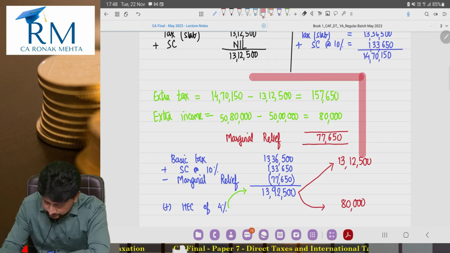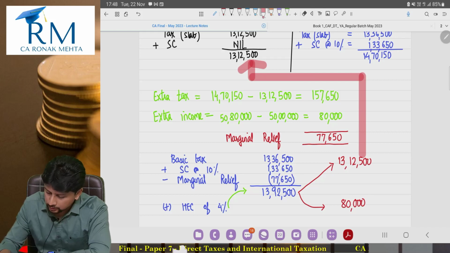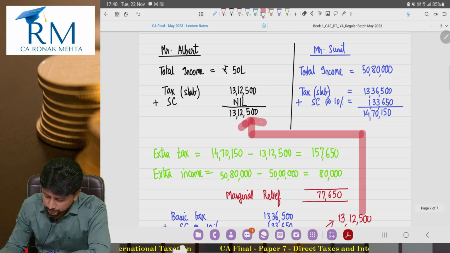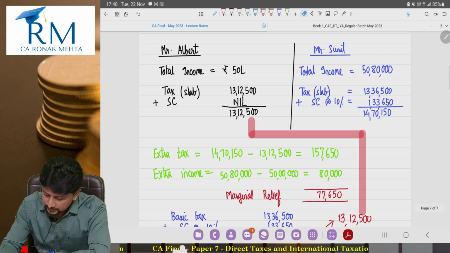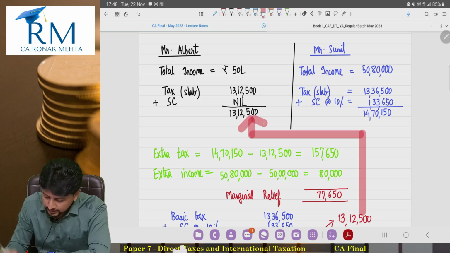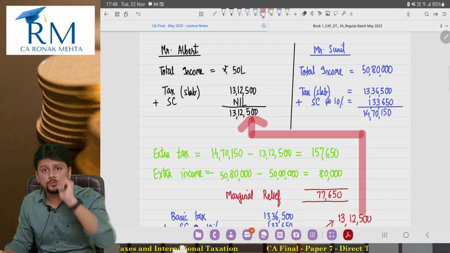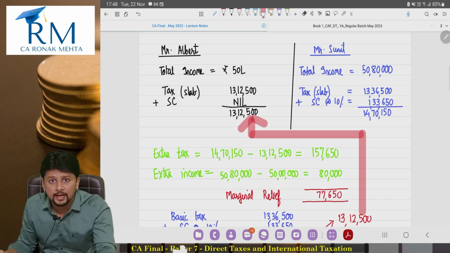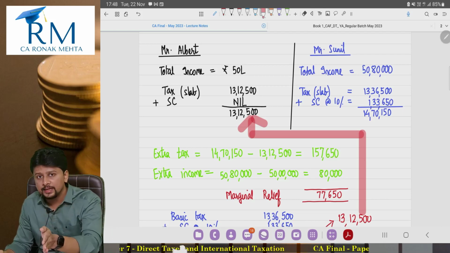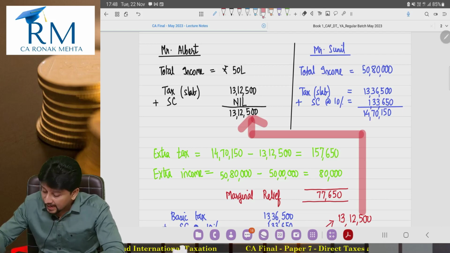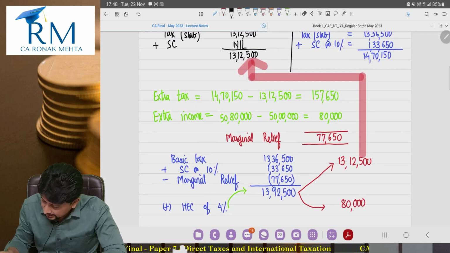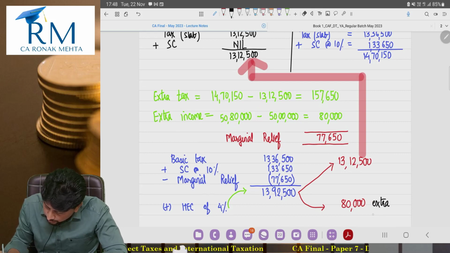13,12,500 is the tax that Mr. Albert used to pay. Mr. Albert used to pay this tax on an income of 50 lakhs. That anyways Mr. Sunil will have to pay, because he is earning an income of 50 lakh 80,000. So he is earning an income of 50 lakh rupees, therefore, and on that 50 lakhs, the tax is 13,12,500. And what is this 80,000? 80,000 is nothing but the extra income that you earned, due to which surcharge became applicable.